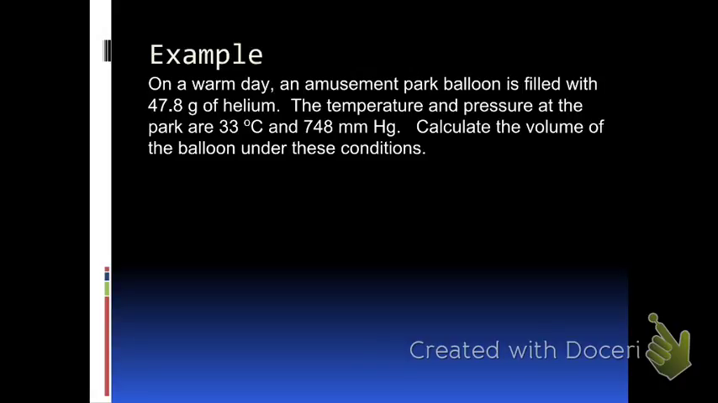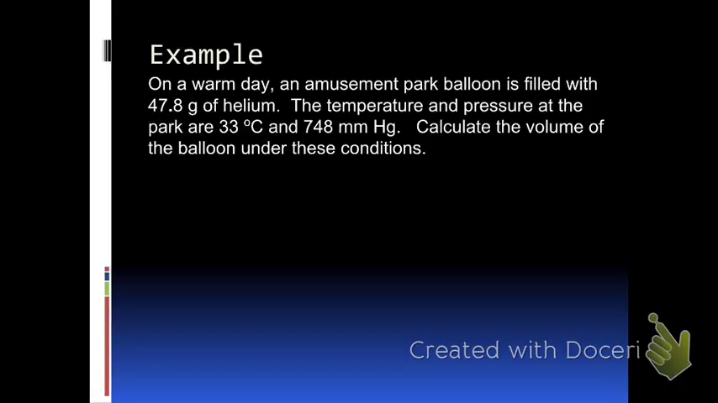So in this case, it mentions you have grams, which could be used as moles. You have 33 degrees Celsius temperature. You have a pressure. You want to calculate the volume. The way I know this is ideal gas law is notice that there's no second temperature or second volume, or second pressure. So it's not as though something is changing. It's just you're taking a snapshot at that particular moment.